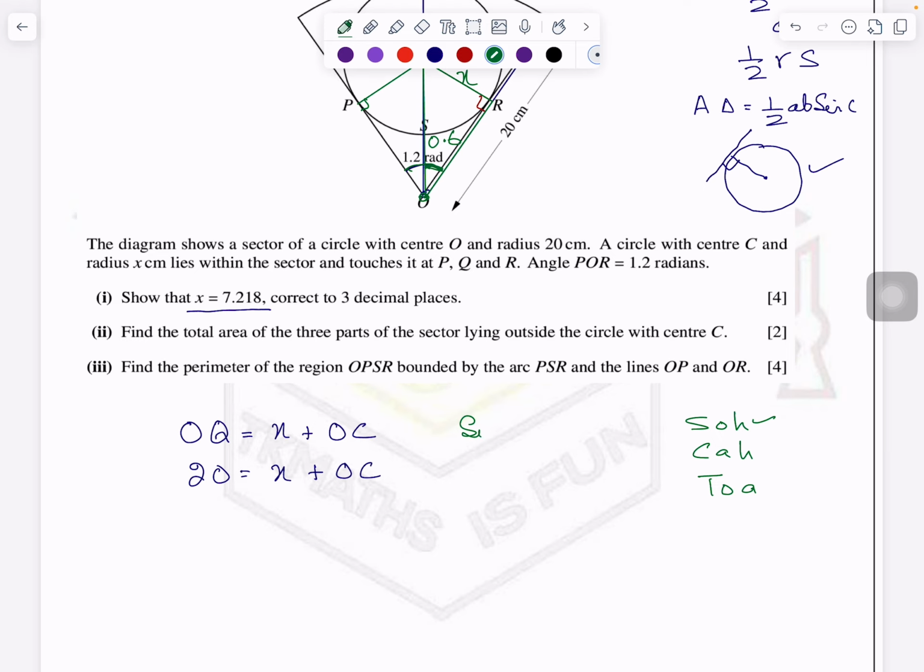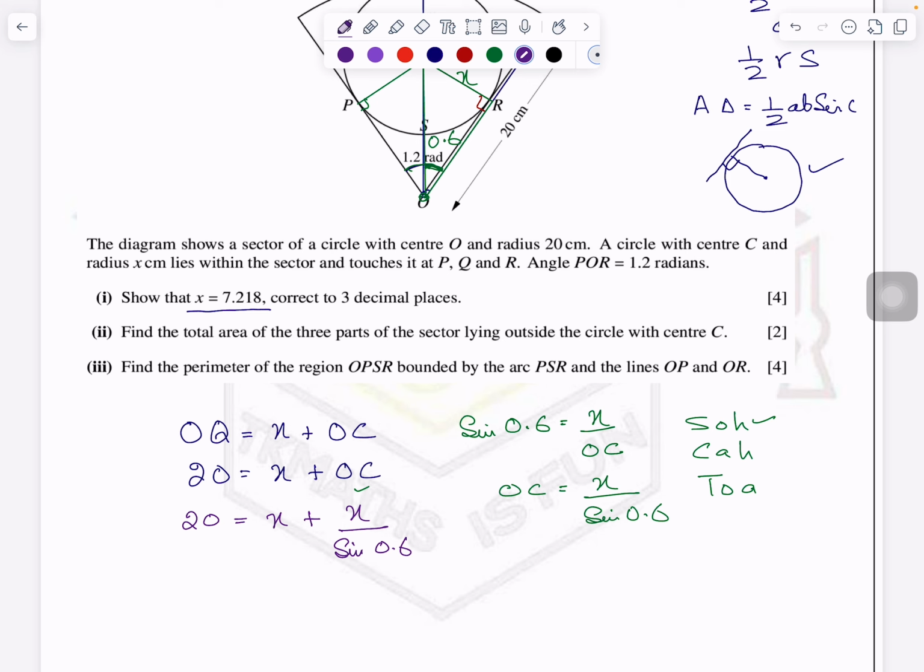So I will write sine 0.6 is equal to x divided by OC. And I need to find OC, which I can plug in here. So OC is equal to x divided by sine 0.6. So I will rewrite my equation here: 20 is equal to x plus x over sine 0.6.